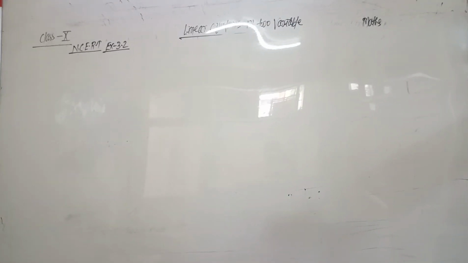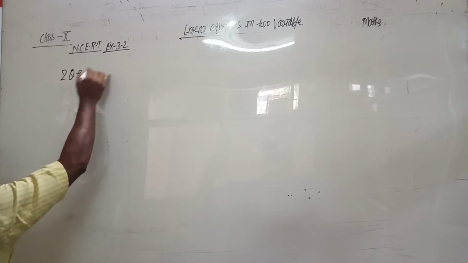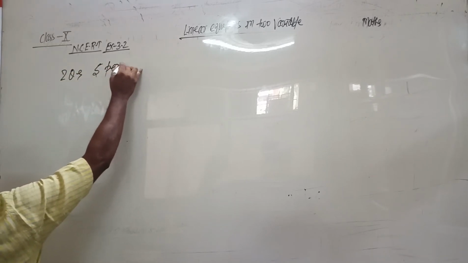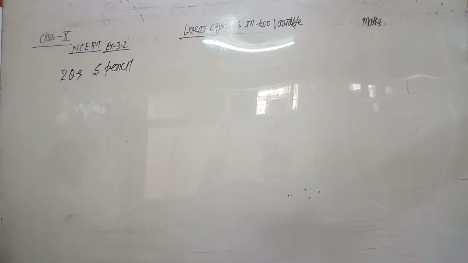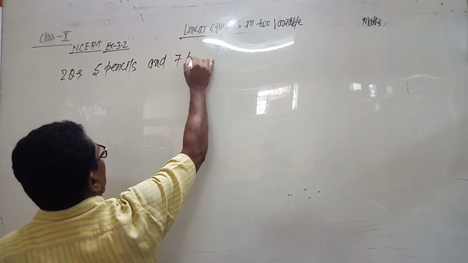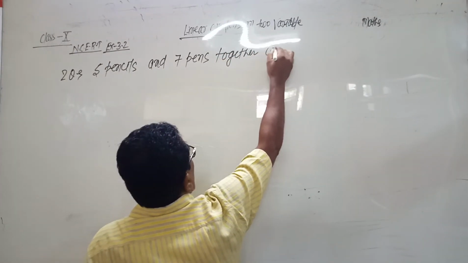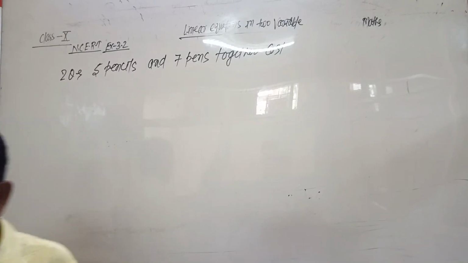The next question is 5 pencils and 7 pens together cost rupees 50.